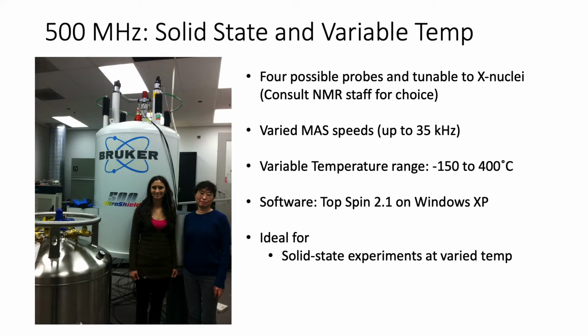Megahertz solid state and variable temp instrument, which has the possibility of 4 different probes and tunable to a variety of nuclei, which you can always consult the NMR staff for the choice of probe depending on what you're trying to do. Given this instrument does solid state NMR, it's also capable of magic angle spinning up to 35 kilohertz, which is a means to reduce the number of artifacts in solid state NMR. And with this instrument, it has a very large VT window of minus 150 to 400 degrees Celsius.